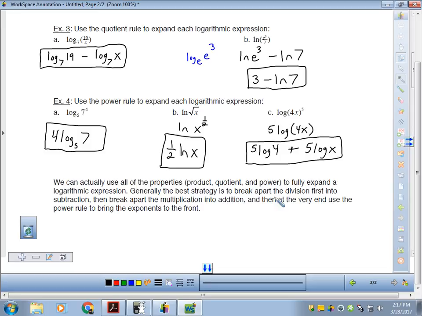And that's what we're going to be looking at next, using all of these properties to fully expand something. And that's what the little paragraph here says. We can basically use the product rule, the quotient rule, the power rule, and use them to fully expand a logarithmic expression as much as possible. Generally, the best strategy, what I usually follow, is to try and break apart divisions first into a subtraction, then try to break multiplications up into an addition, and then at the very end use the power rule to bring powers to the front. That's usually the order in which I handle things.